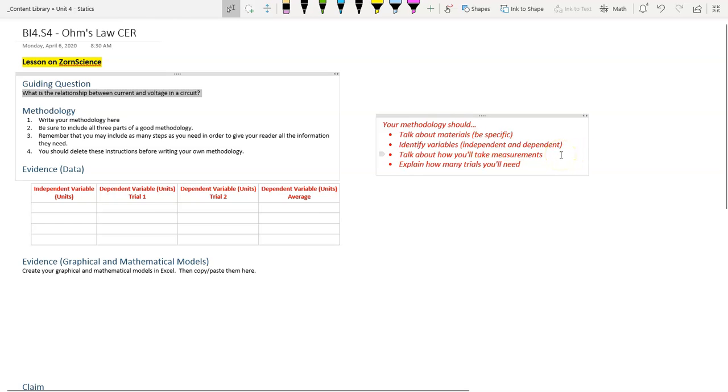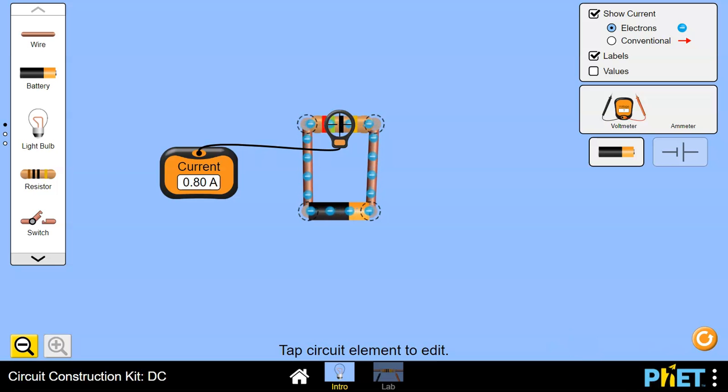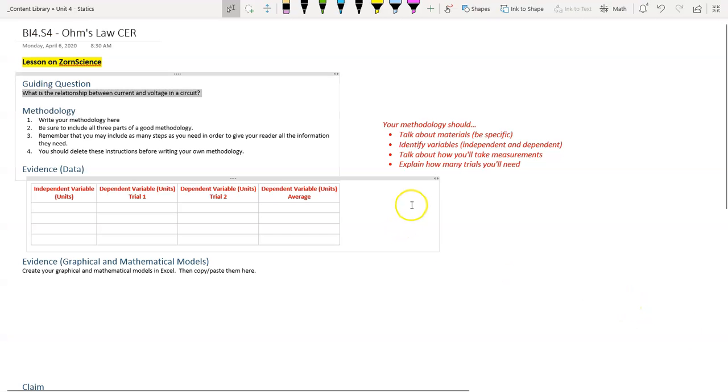You also need to talk about how you're going to take measurements. So think about what we did in our circuit to take our measurements. Be specific when you're explaining these. And finally, explain how many trials you're going to need, right?